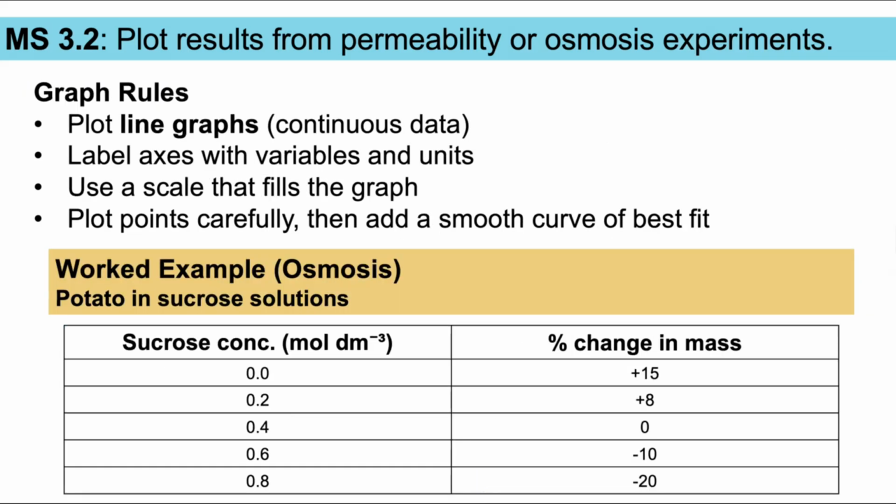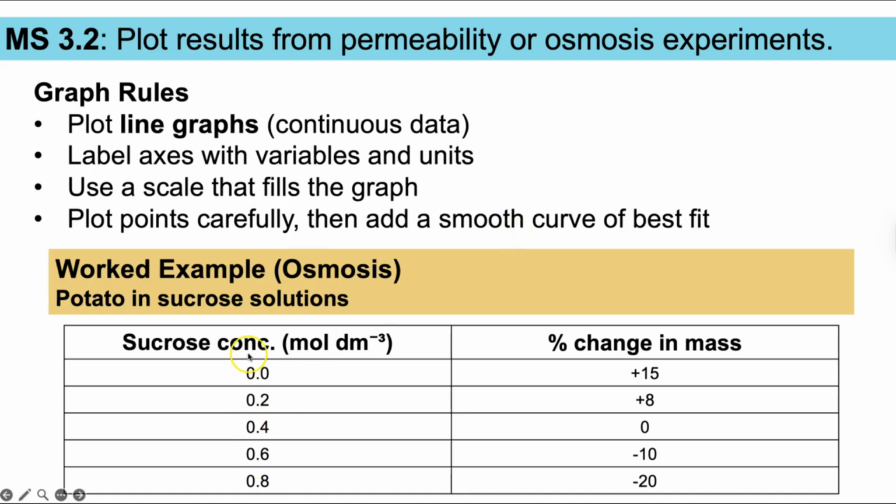So thinking about our graph rules, it would be a line graph because it's continuous data. We have to label the axes and we have to give the units as well. You have to use a suitable scale, meaning your graph fits at least half of the paper, and you have to increase by equal amounts on your scale. And lastly, plotting your data points with an X, and then you draw a line of best fit, which is likely to be a smooth curve.